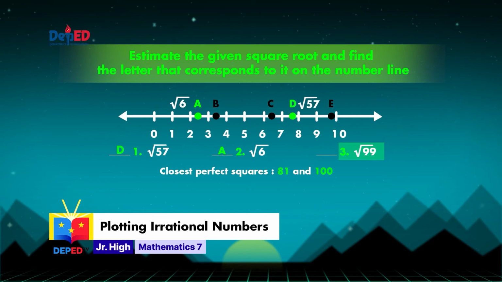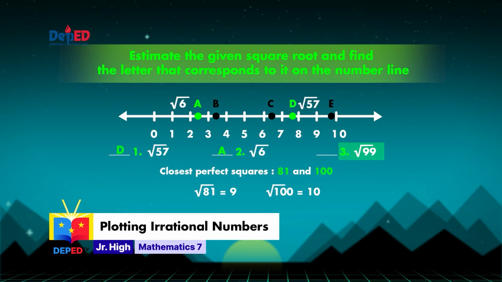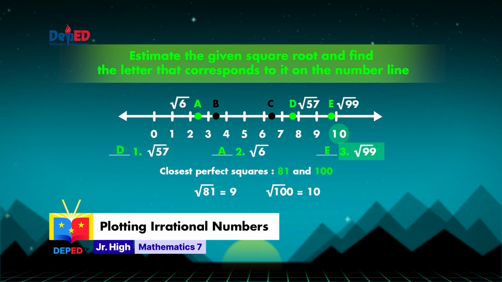99 is closest to the perfect squares 81 and 100. The square root of 81 is 9, and the square root of 100 is 10. So, the square root of 99 would fall between 9 and 10. 99 is closer to 100 than to 81. So, the square root of 99 must be closer to 10 than to 9. So if your answer is letter E, perfect!